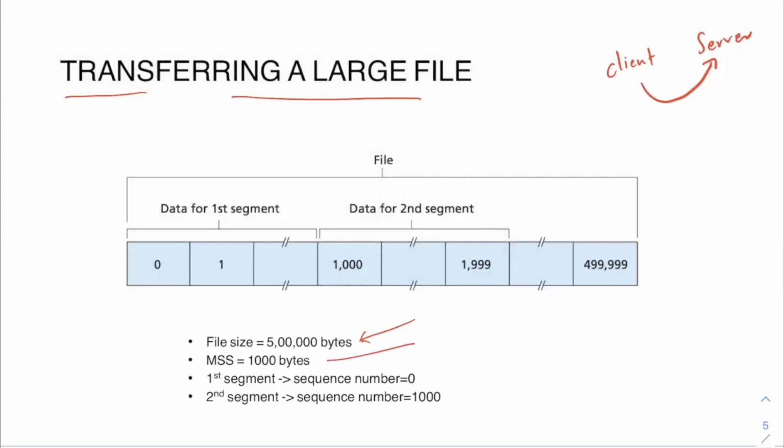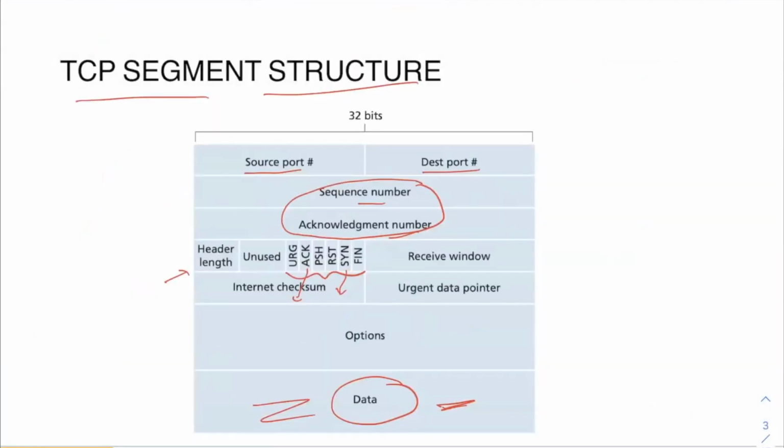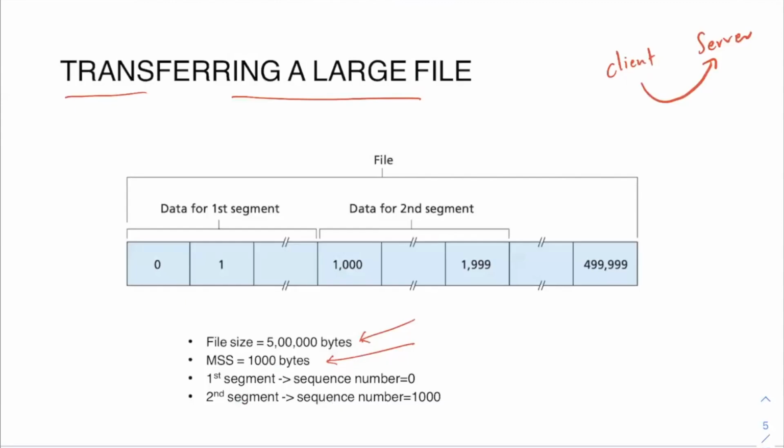MSS is the maximum segment size. Basically, for whatever segment you see, what is the maximum data that can be sent in one segment? That maximum amount of data is fixed. In our connection, the MSS is equal to 1000 bytes. That means the maximum amount of data that can be sent in one segment is only 1000 bytes.